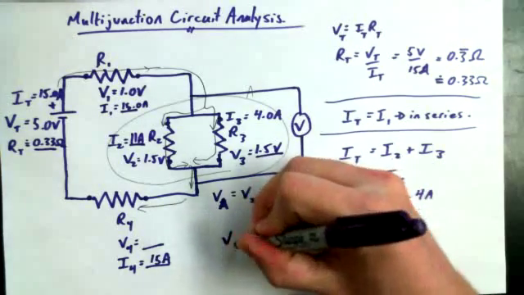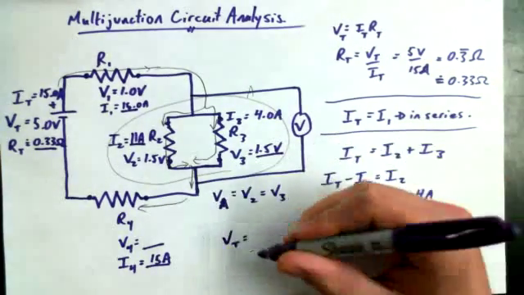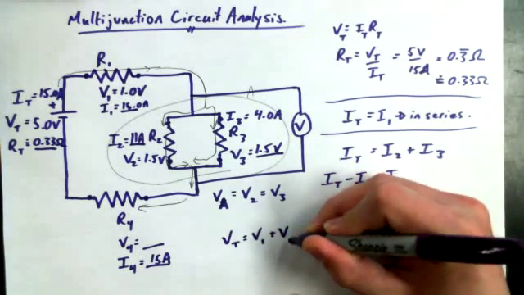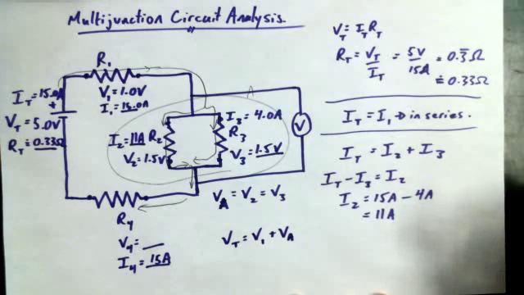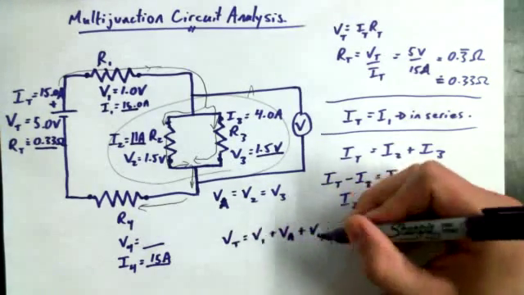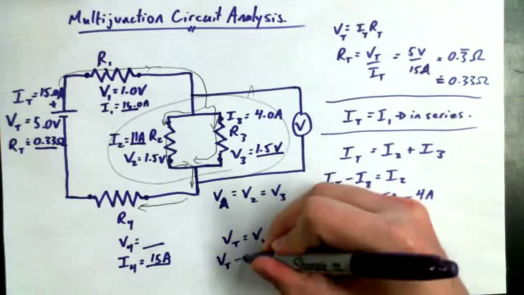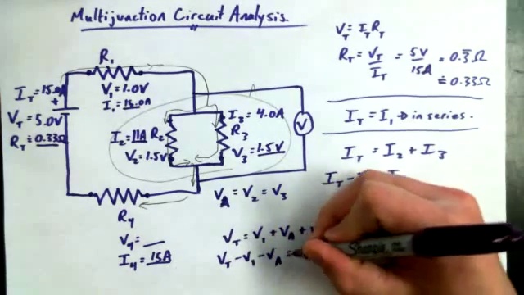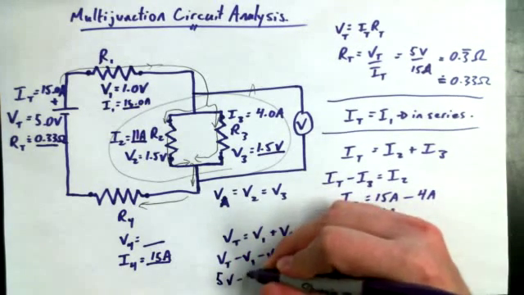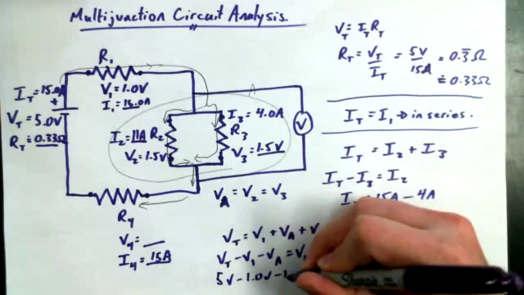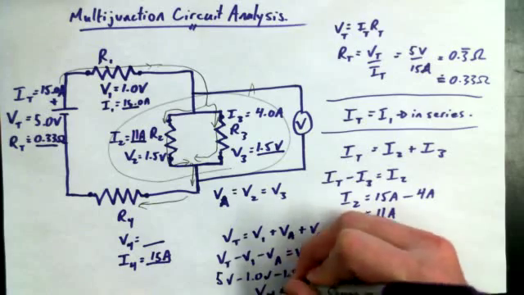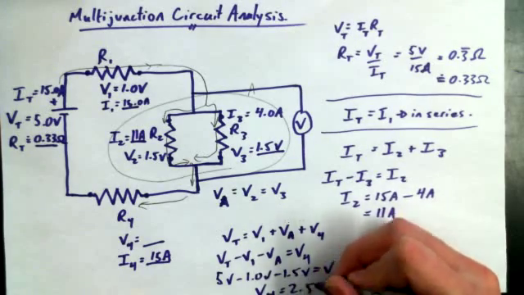So I could say V total is equal to, well, should be equal to V1 plus VA, that's the voltage across the junction, plus V4, and I can solve for V4. V total minus V1 minus VA equals V4, or 5 volts minus 1 volt minus 1.5 volts is equal to V4, and you people just told me it was what again? 2.5, yeah, 2.5 volts.